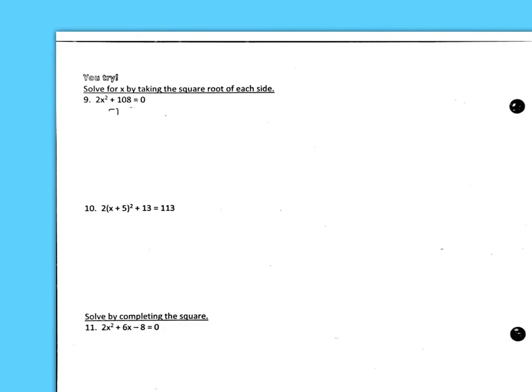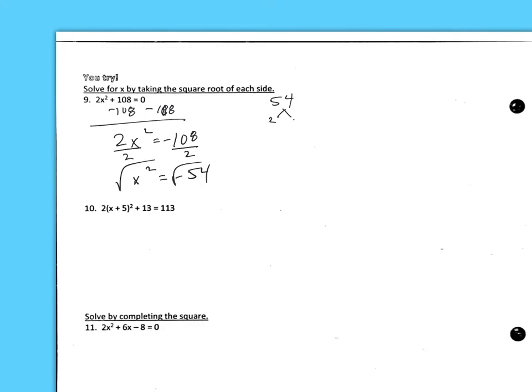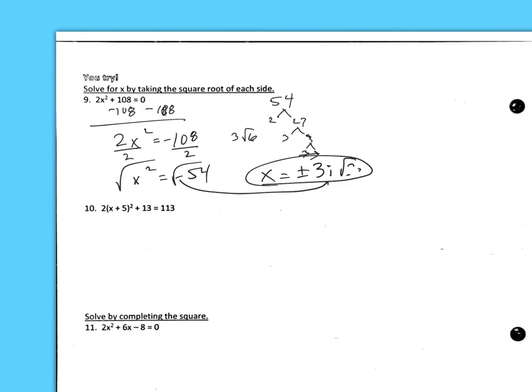So I'm going to subtract the 108. So I get 2x squared equals negative 108. Divide by 2. So we get x squared equals negative 54. Take the square root of both sides. 54. So this is 3 radical 6. So we get x equals plus or minus 3i radical 6. Remember, it's negative, so the negative makes the i. And this is a radical 6.